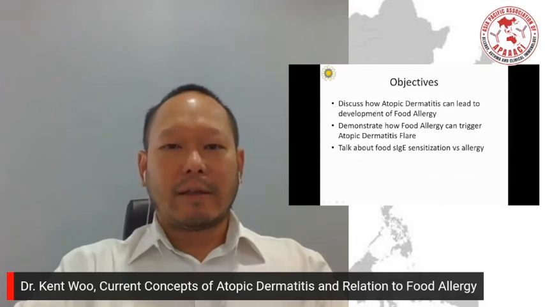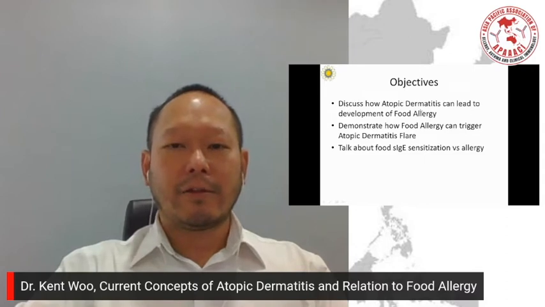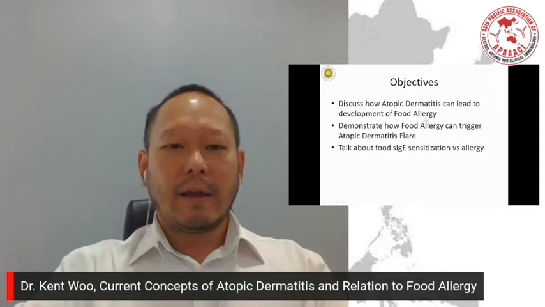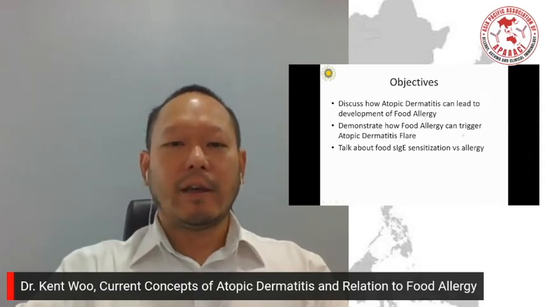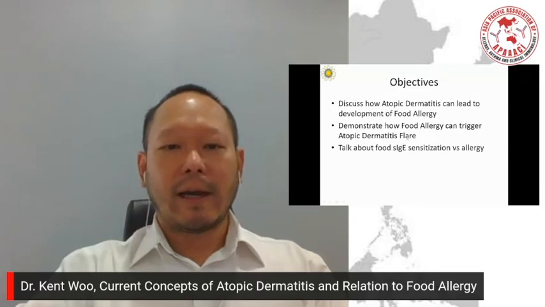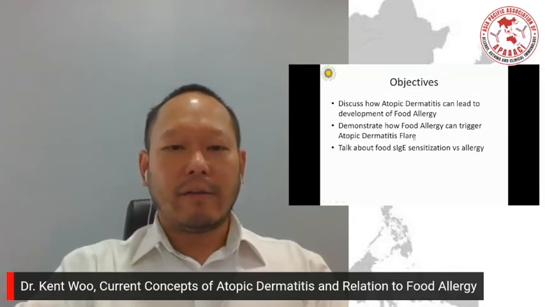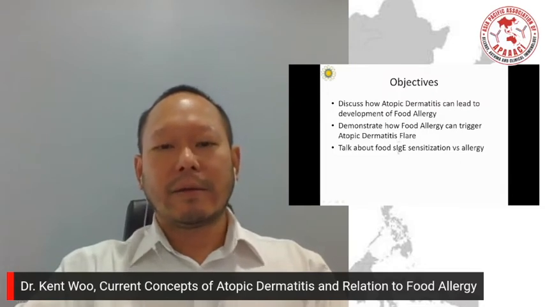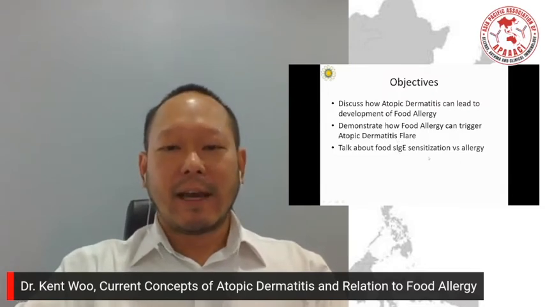So there are three objectives in my presentation today. I'm first going to talk about how atopic dermatitis can lead to the development of food allergy. Then I'm going to demonstrate how food allergy can actually trigger atopic dermatitis to flare. And finally, a brief discussion about food serum-specific IgE sensitization versus allergy.